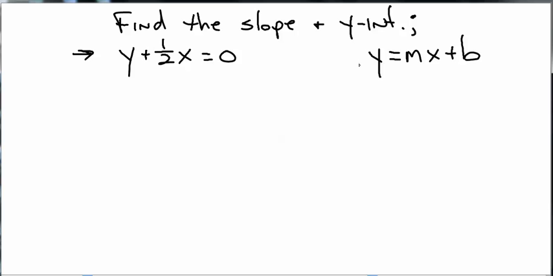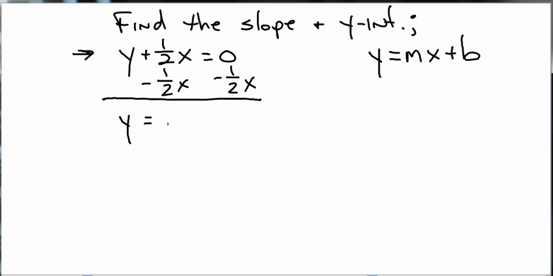Okay? So what do you got to move here? What's in the wrong place? The y looks good. It's on the left. The 1/2 x is on the wrong side of the equal sign, isn't it? How could you move it to the other side? Subtract 1/2 x from each side. So y equals negative 1/2 x plus 0. You don't have to write the plus 0, do you?